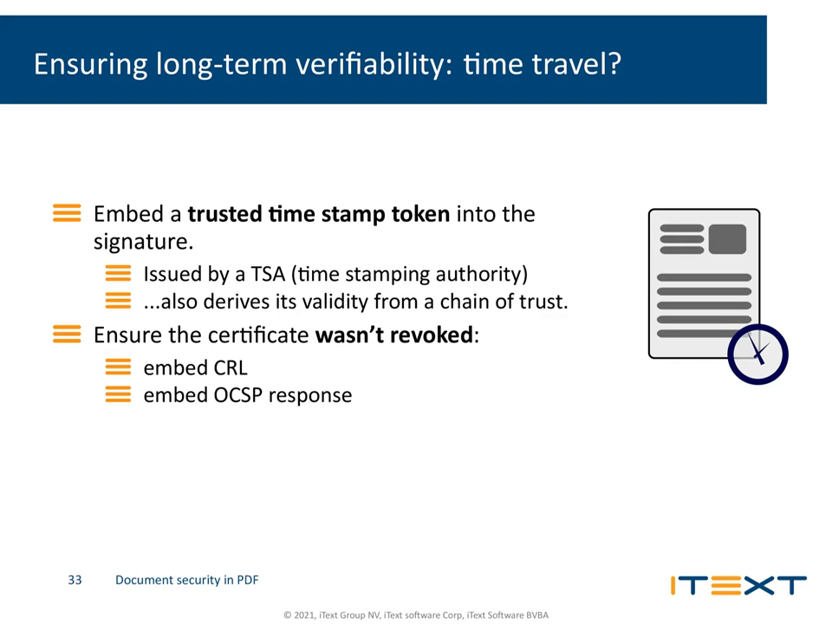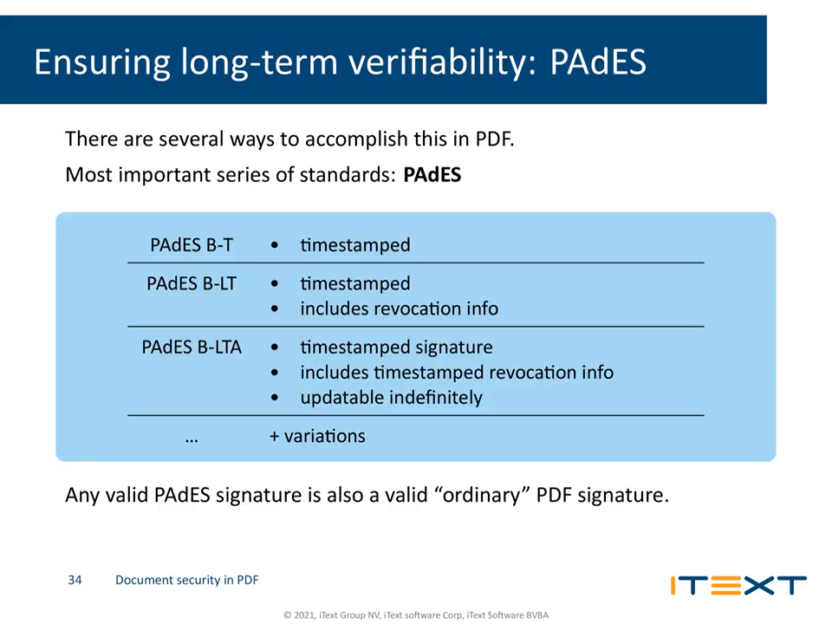Other than this timestamp, we also want to embed some kind of statement from the certificate authority that basically ensures that when the signature was made, the certificate of the signer was not revoked at that time. And then combining these two, you can basically restore the situation as it was at the time of signing with a trusted audit trail.